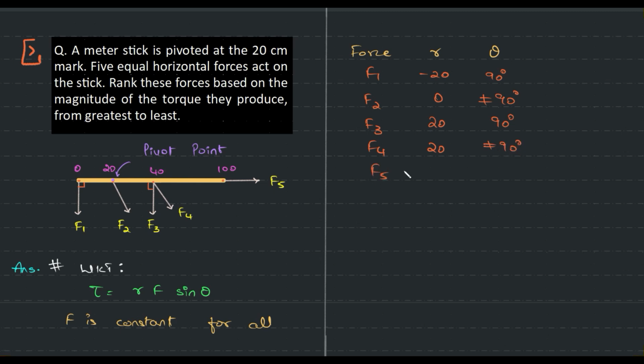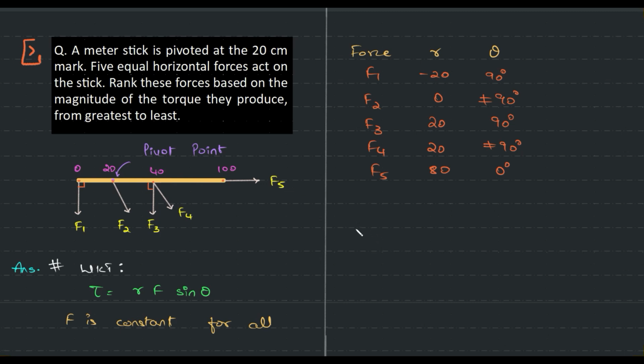And F5 is 100 units away, not 100, sorry, 80 units away. And here the angle is 0 degree, not 180, it's 0 degree. It's collinear to the line connecting the pivot to the force. Since all the forces are on the same straight line, so I'm just joining that. But point is, the angle is 0 degree over here.